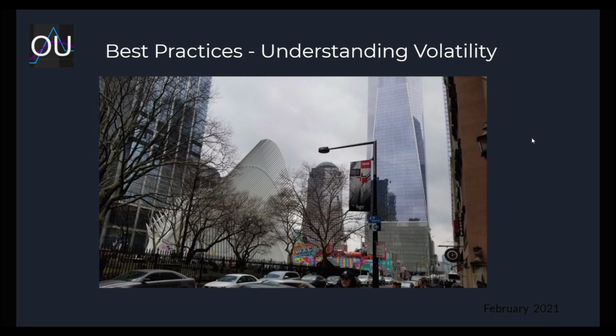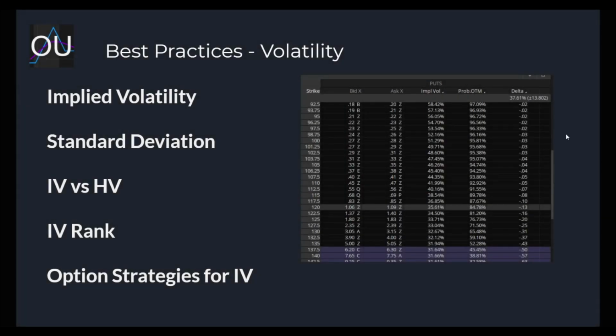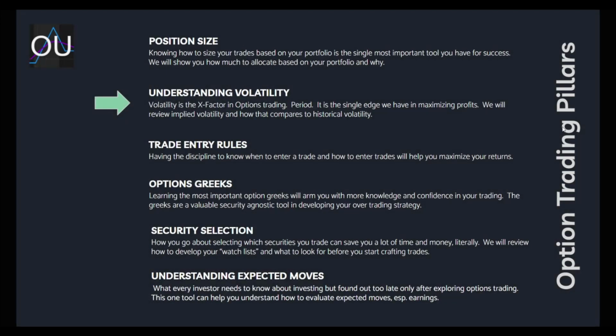Today's video is understanding volatility, implied volatility, historic volatility, IV rank, and how we apply that to option strategies. We're going to talk about volatility, the definition of implied volatility, and standard deviation. We'll review how it relates to volatility in itself, implied volatility versus historic volatility, and something called IV rank, which if you're using the Thinkorswim platform or other platforms, you hear that term a lot. We'll also cover how it compares to IV and HV, and then different option strategies for implied volatility and how we use them, best practices.